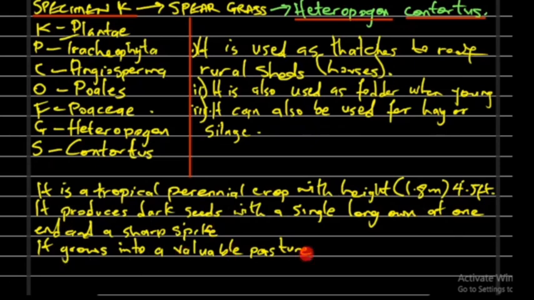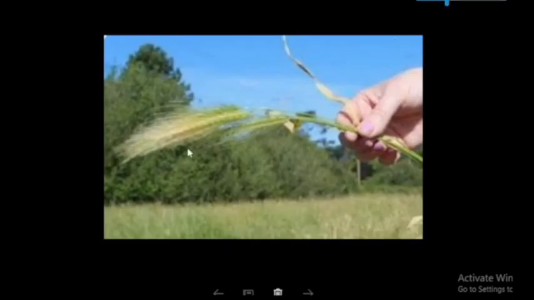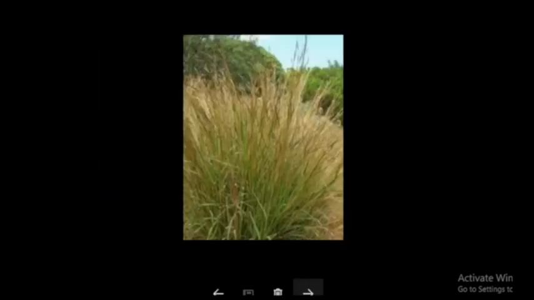It grows into a valuable pasture, and so it can be cultivated and used as food for animals. It is used as thatch to roof rural sheds or houses. It is also used as fodder when young, and it can also be used for hay or silage. Yes, these are things that this particular crop is used for. So these are pictures to help us understand what we are talking about. These are pictures of the spear grass. This is the flower of the spear grass. Let's show other pictures to help us understand. You can see how the spear grass looks. That is a bunch of the spear grass. So that is about the spear grass.